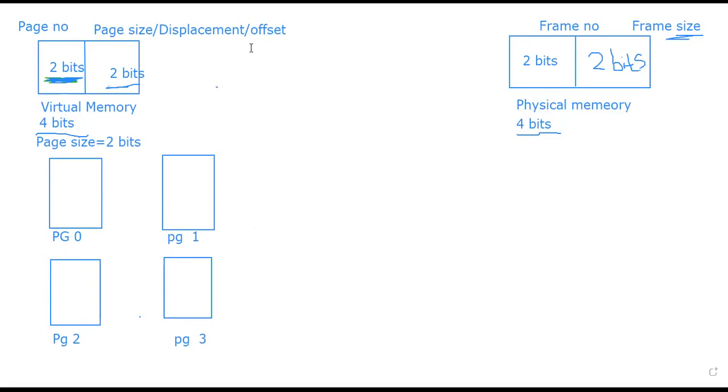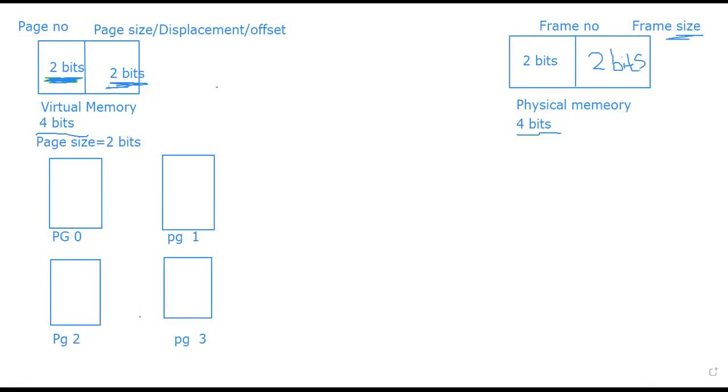Right, fine. Now we know there is a thing called page size. On this side we have page size, or displacement, or also we can call it offset. All are similar meanings. For the page size, we are allocating 2 bits. In the logic gates lesson we also understood the logic: if there are 2 bits, 2 to the power 2 is 4. So 4 combinations we can create.